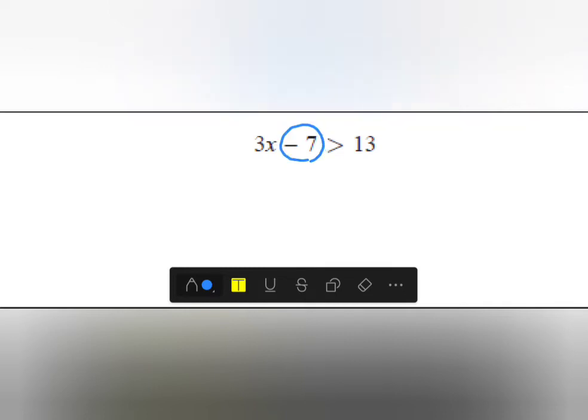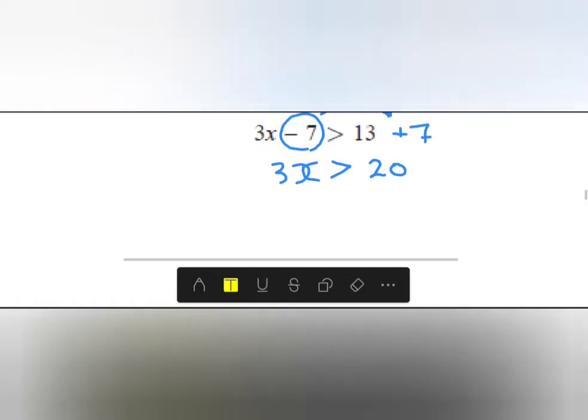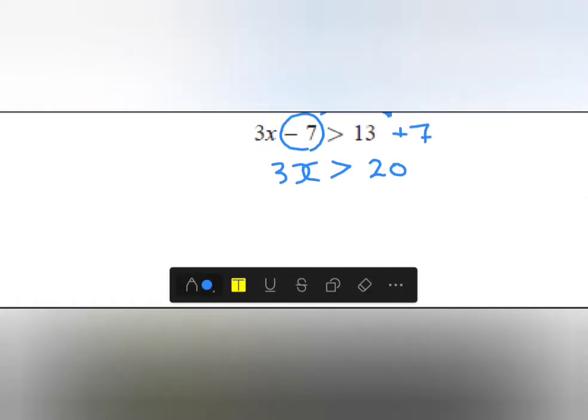So let's do it like this. This is going to be +7. And then we write 3x, and we write the same sign. 13 plus 7 equals, very good, it's 20. So it's going to be 20. And then the next step is what? Very good. We have a 3 multiplied with the x, and we want to get rid of the 3. So what do we do? Very good. We divide by 3 here.